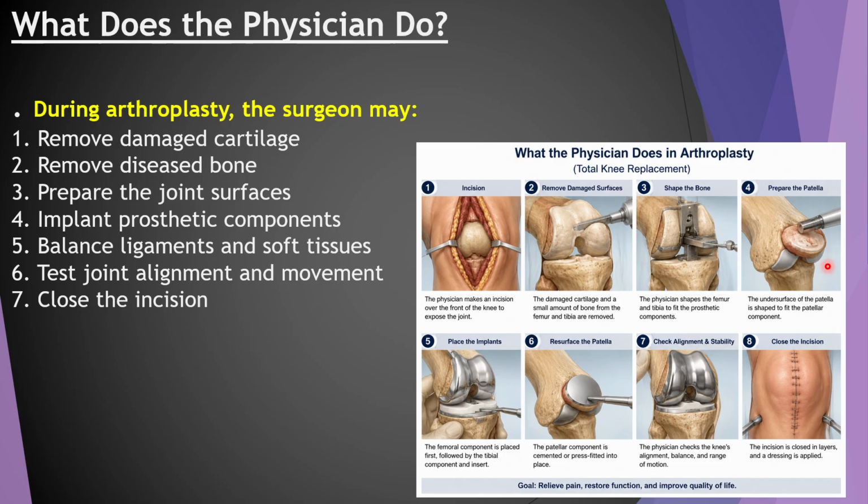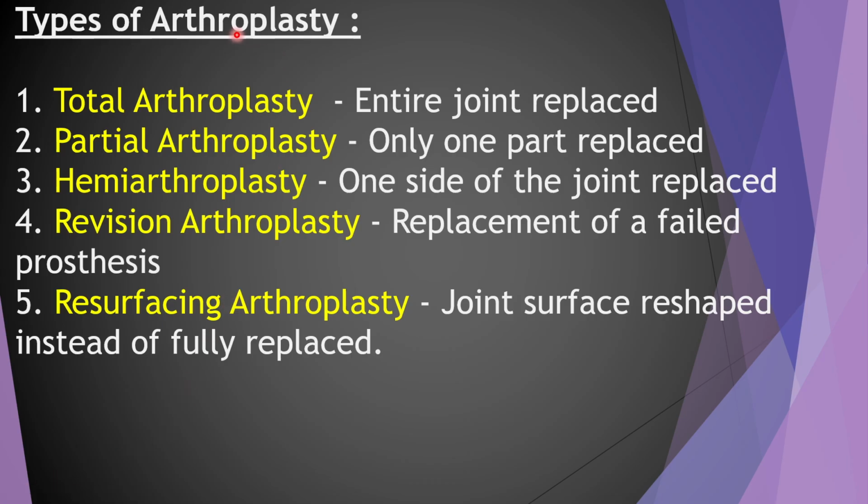After the preparation of the joint surfaces, the physician will place the implant and resurface that area. After that he will check the alignment and the stability, and finally close the incision. So this is simply arthroplasty: first the incision, he prepares the joint surfaces, implants, balances the ligament and soft tissue, checks the alignment and movement, and the incision is closed.